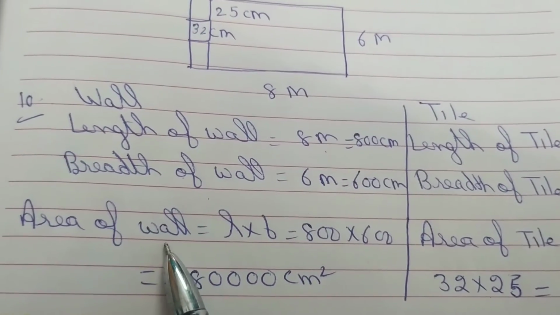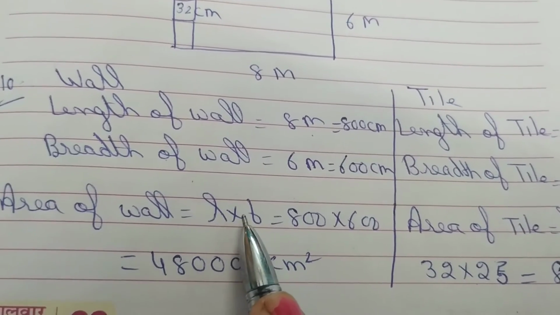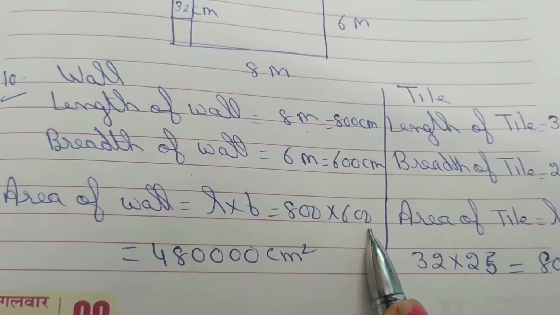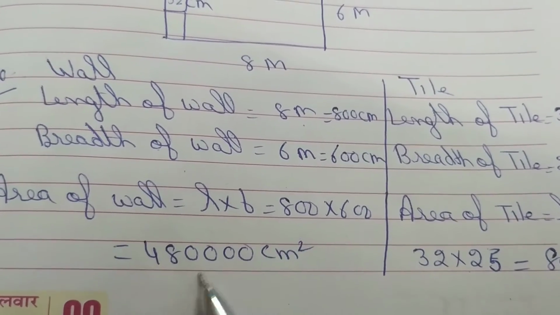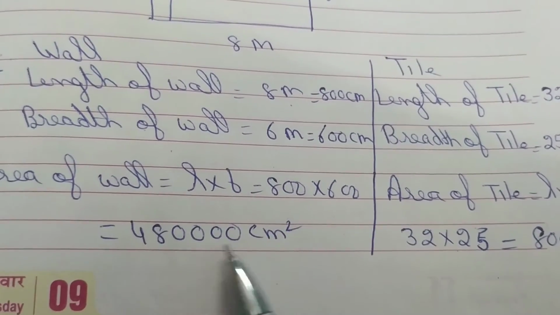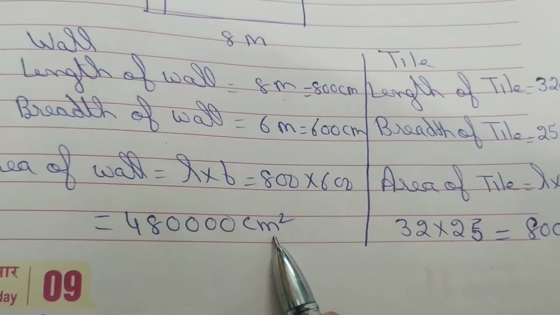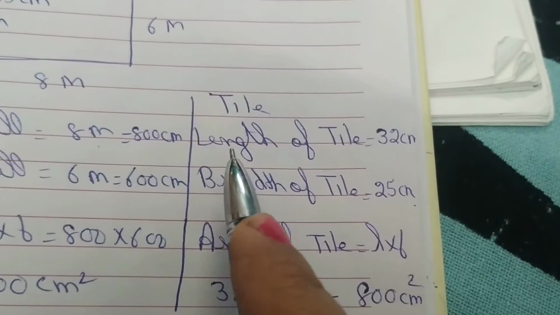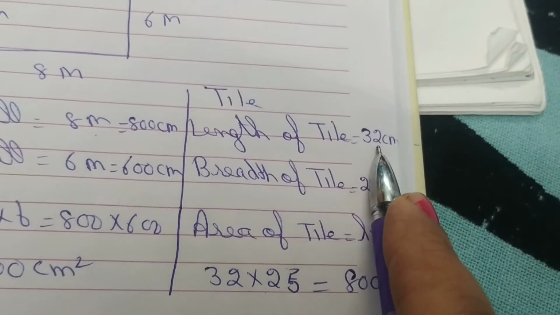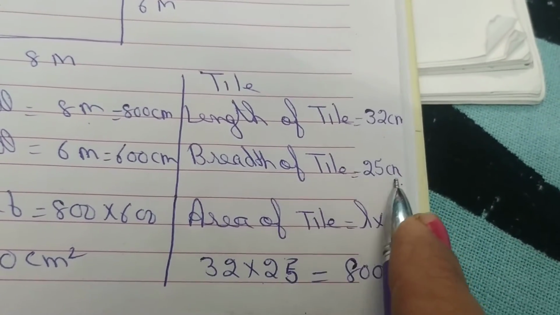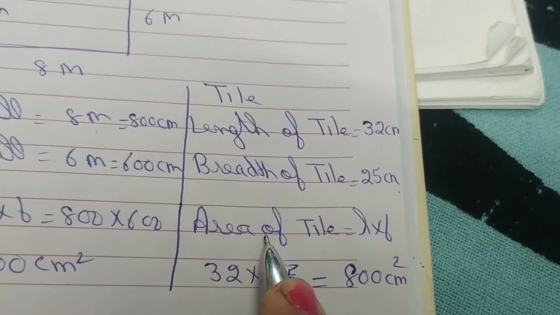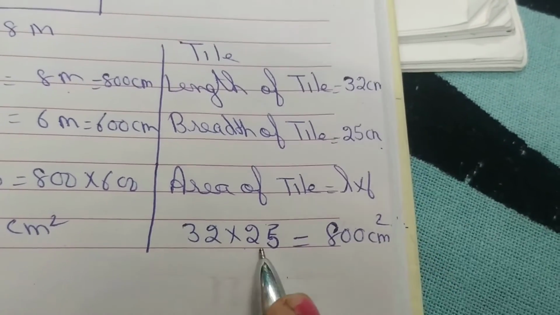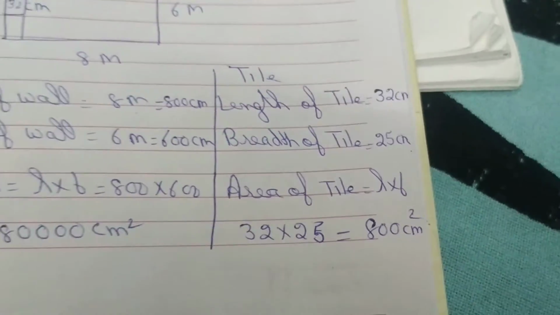Now we will find the area of the wall. It is a rectangle, so length multiply by breadth. Length is 800, breadth is 600. 8 6s are 48 and 1 2 3 4 zeros after this. So this is the area of the wall. Now we'll talk about the tile. Length of tile is 32 centimeter. Breadth of tile is 25 centimeter. So area of tile, area is also length multiply breadth. We will multiply and we get our area.